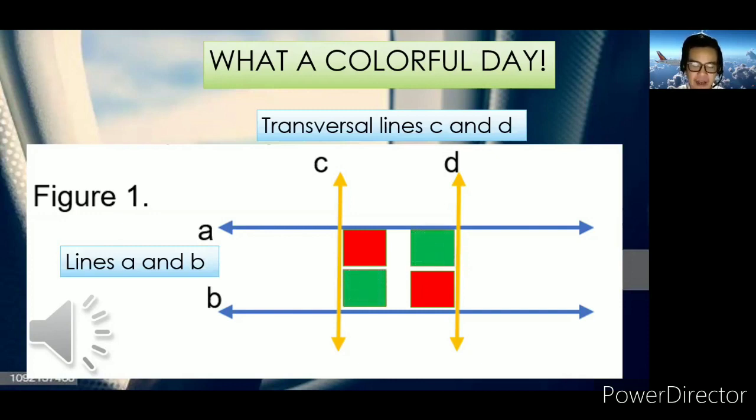As you can observe, the transversal lines C and D are parallel with each other. Then, the two pairs of opposite interior angles here are equal in measurement. Therefore, they are congruent. Now, let's try another one.